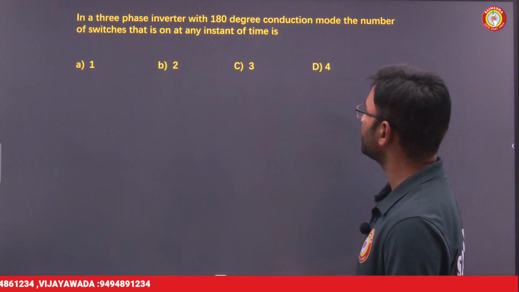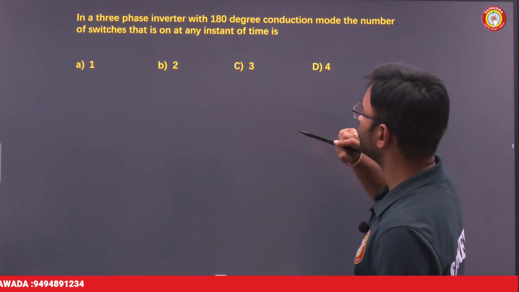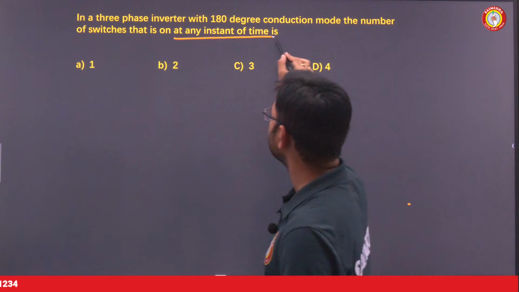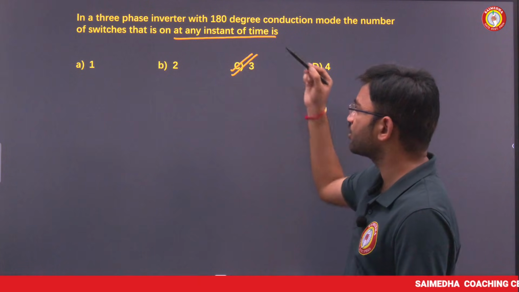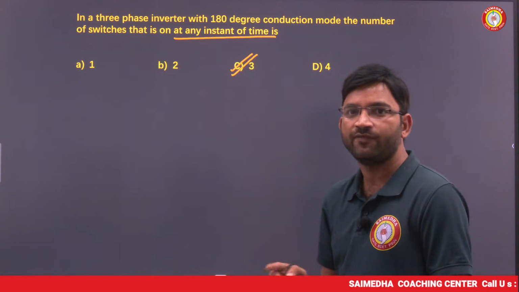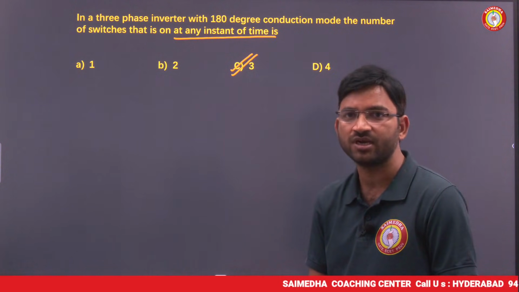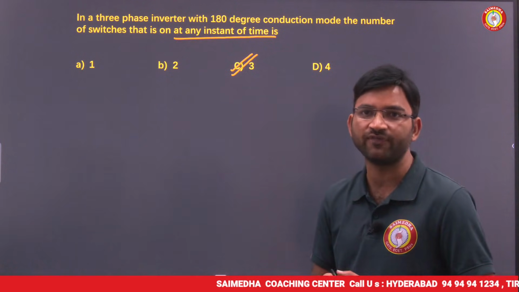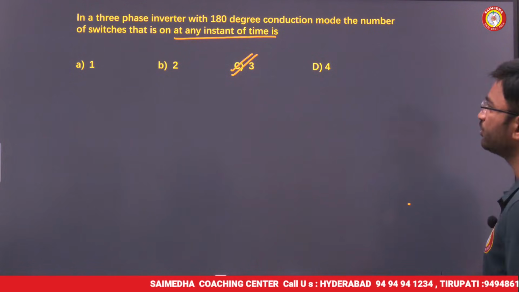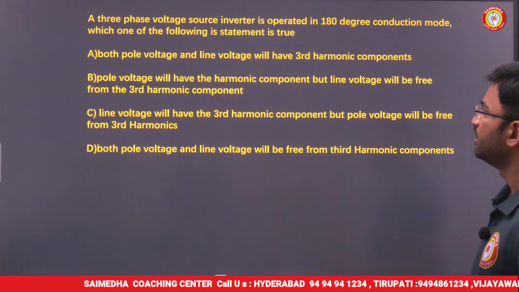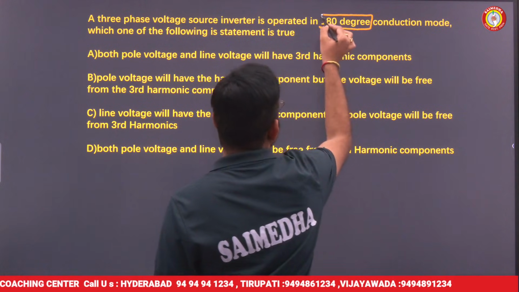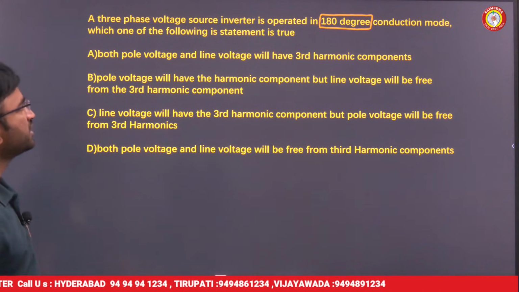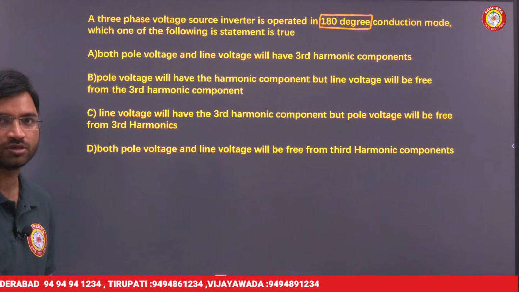In a three-phase inverter, 180 degree mode of conduction mode, number of switches at any instant of time. If it is a 180 degree mode, there are going to be 3 switches in conduction, sir. If it is a 120 degree mode of operation, there are only 2 switches going to work. Now let's try to read one more question, sir. Three-phase voltage source inverter operated under 180 degree mode of conduction mode. Which of the following statements are true?